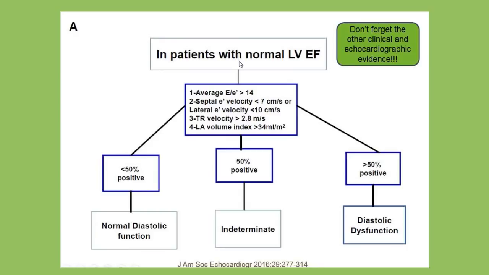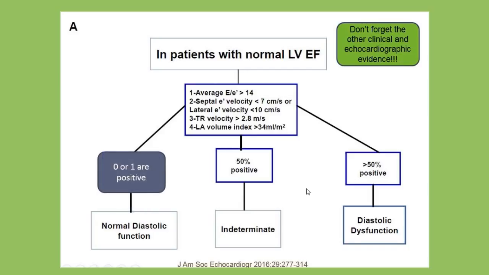So in patients with normal LVEF, and this is the first algorithm you should be looking at, but before we go in there, I'm going to repeat, do not forget the other clinical and echo evidence, because there could be other things going on. The 4 parameters, as I outlined them, are here. They've divided it into normal diastolic function, indeterminate, and diastolic dysfunction. Now, in the original algorithm, it says less than 50% positive, and greater than 50% positive.